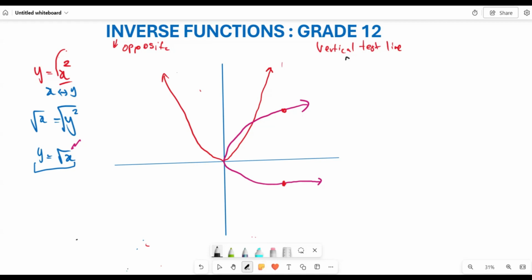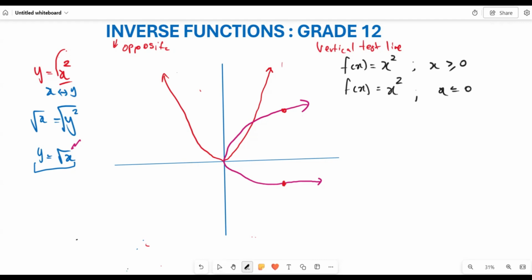Now, the f of x is going to be the same as x squared, right? It's either going to have a restriction where x is greater than or equal to 0, or you are going to have f of x equals x squared where x is less than or equal to 0, right? So either of these conditions will make the inverse function to be a function, right?